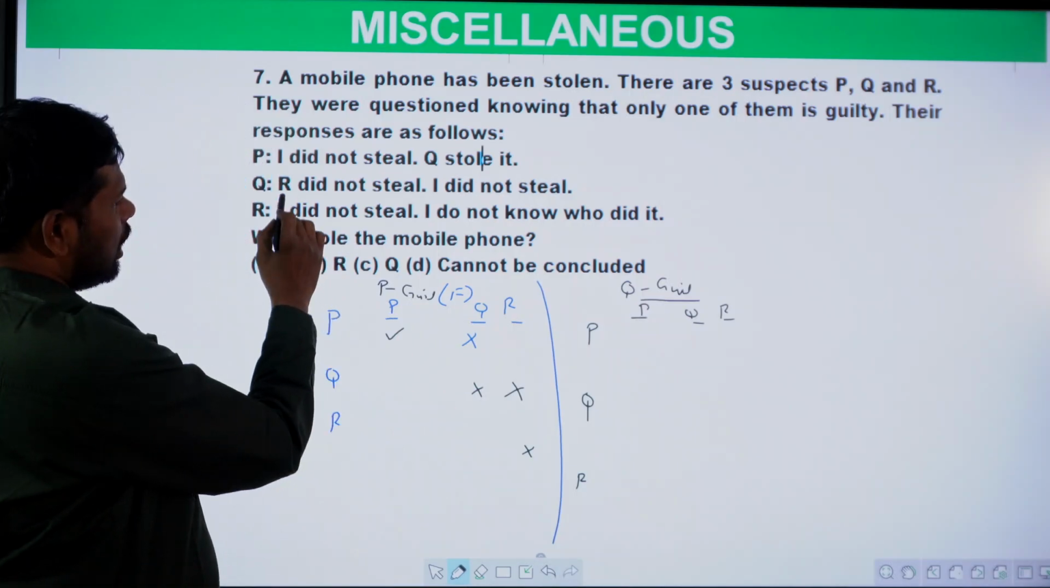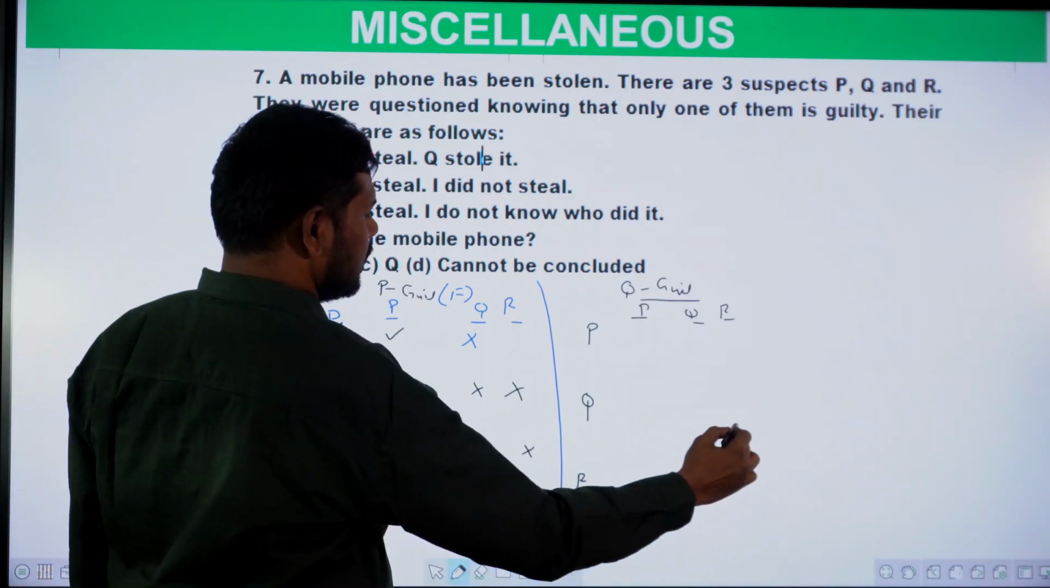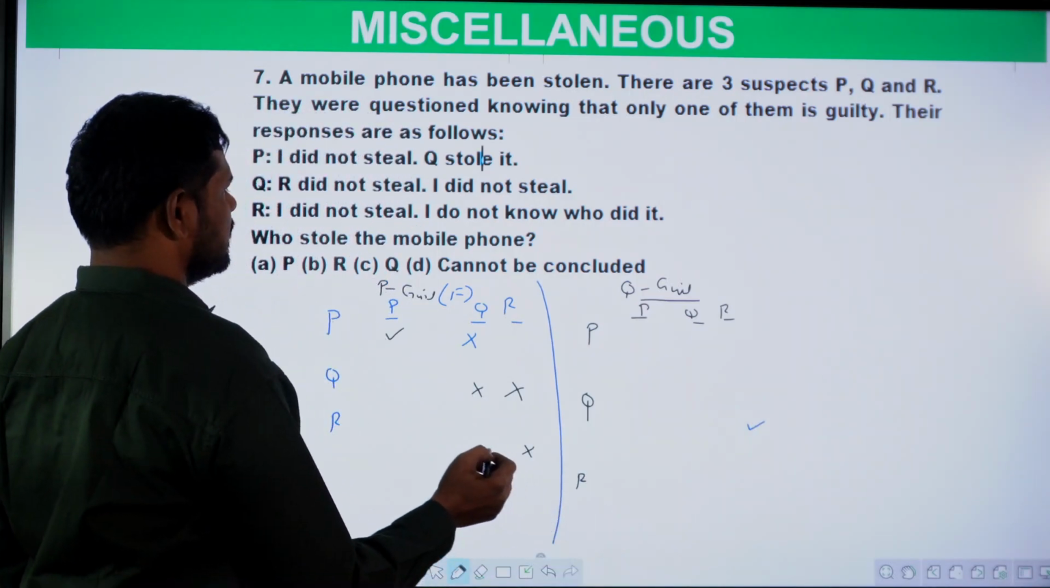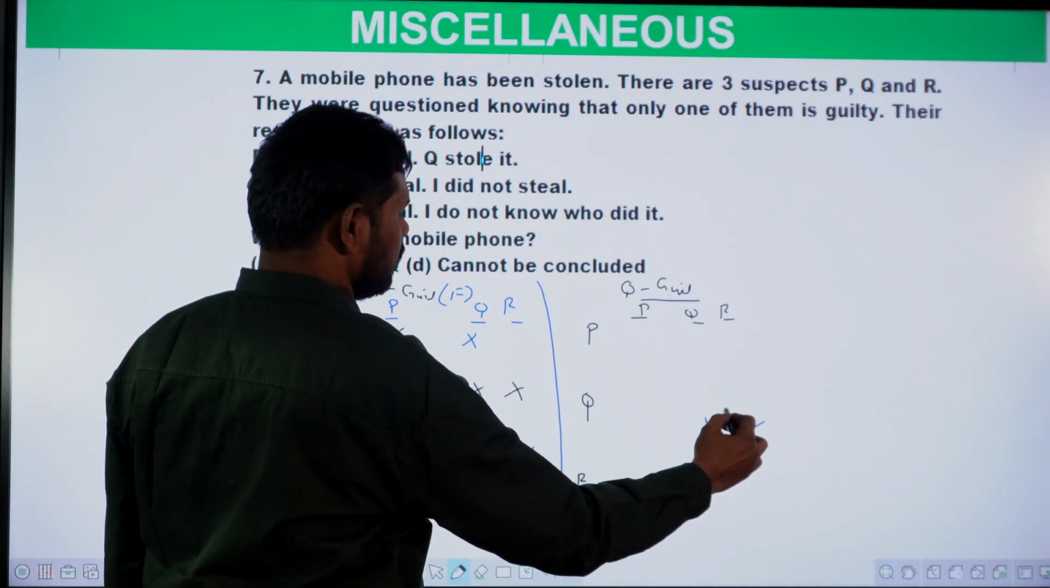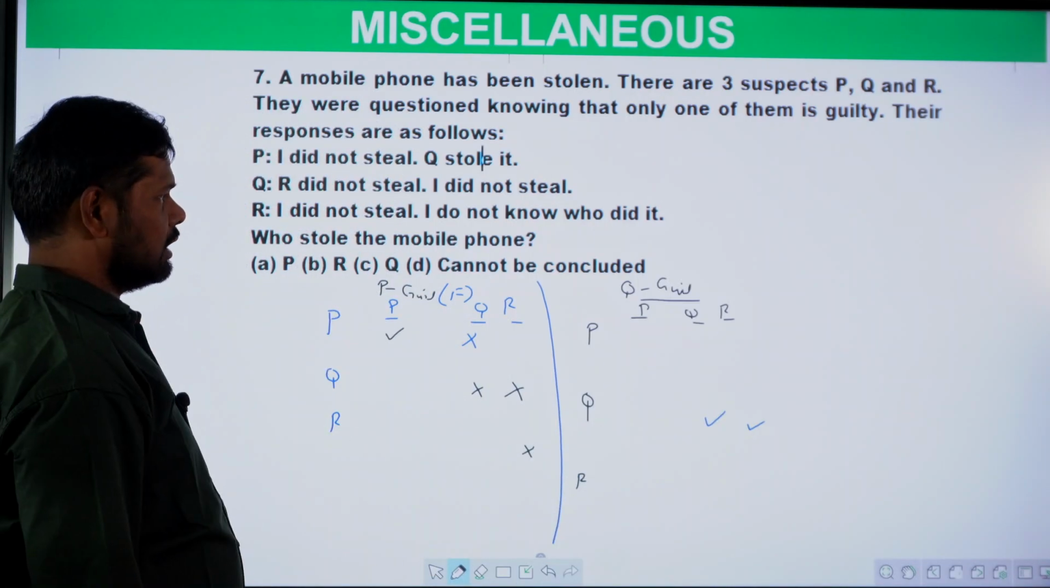Q's statement is "R did not steal." R did not steal means maybe there is a chance of R stealing. And "I did not steal," Q also, there is a chance of stealing. Right, that is the case.